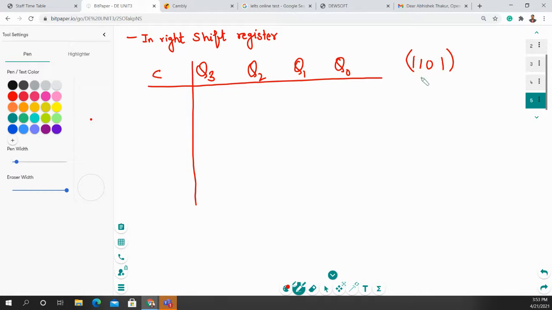Initially, you have to provide the clock signal as 0. When you provide a clock signal 0, what is its output? Output is 0. Now, how many clock pulses do you require to get the similar output as you are inputting from here? Quickly give your response. Yes, 4 clock pulses you require.